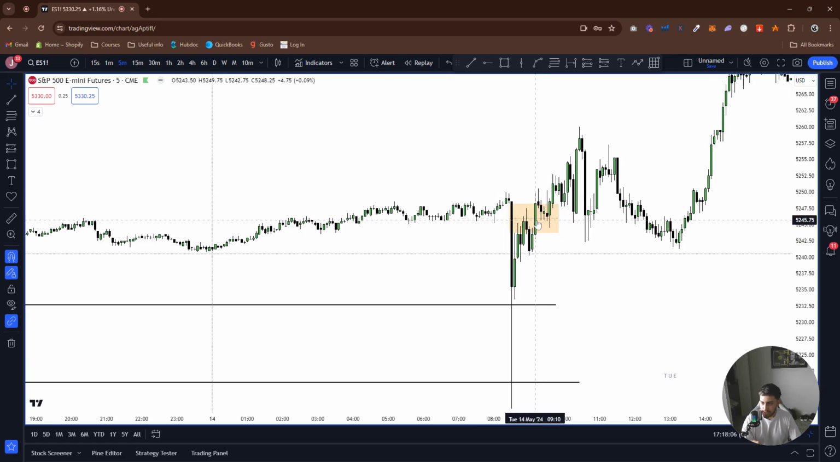Another telltale sign about inverse fair value gaps, especially these bearish ones, is if an opposing PD array forms in that PD array, meaning like this bearish fair value gap, we have this, right? We're reacting in it, and now we close a body above it.